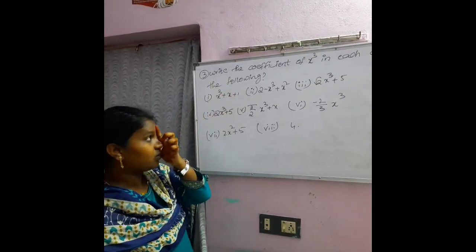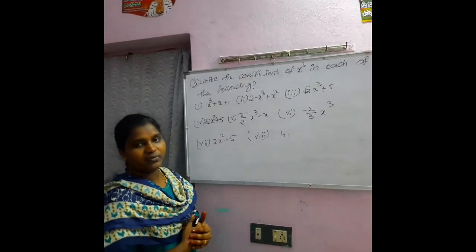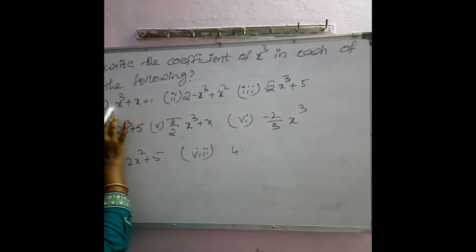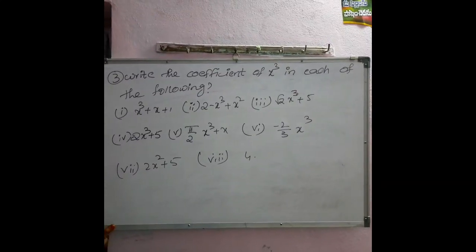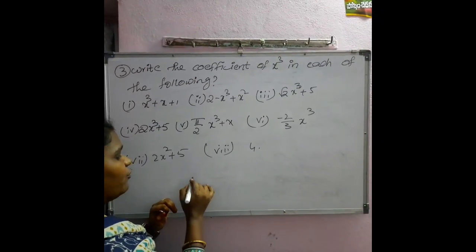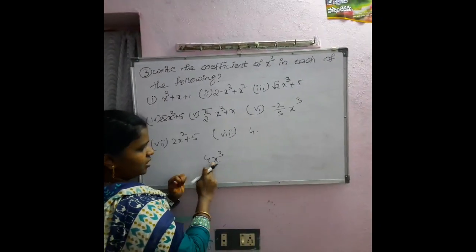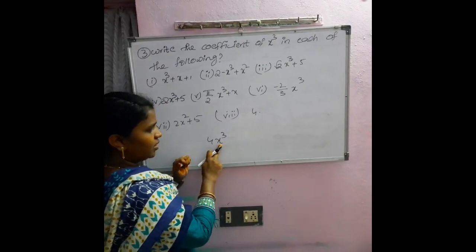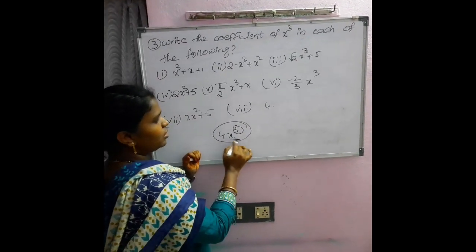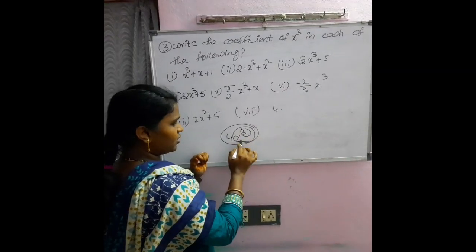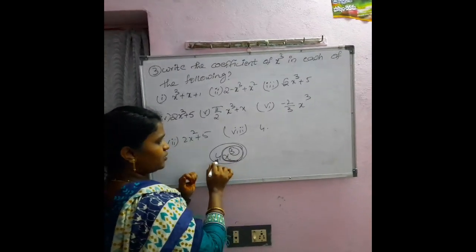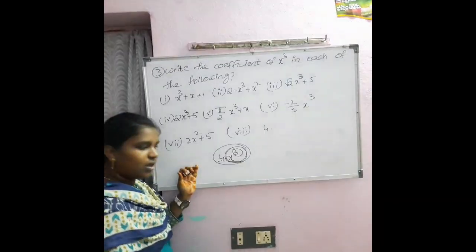Write the coefficient of x cube in each of the following. Coefficient of x cube, that is the constant number before the variable, that is x cube. Friends, whatever the number is there, that is called the coefficient of x cube. If I had taken 4x cube, 4 is constant and x is variable and the degree is 3. The total we call it a term. The coefficient of x cube is 4. That means the coefficient of x cube is 4, the constant number what we are having before the variable.